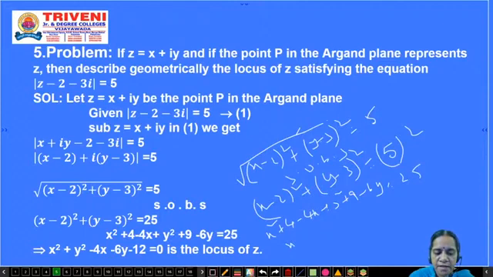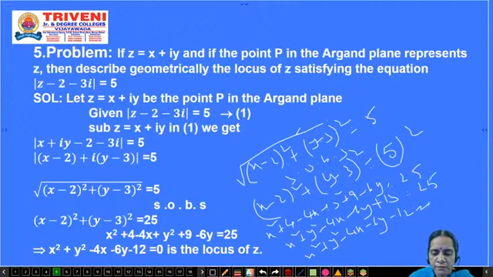Then it can be rearranged as x square plus y square minus 4x minus 6y. 9 plus 4 is 13, is equal to 25. That is x square plus y square minus 4x minus 6y. The 25 comes here, then it is minus 12. Therefore the locus of z is x square plus y square minus 4x minus 6y minus 12 is equal to 0. This is the equation of the locus of z.